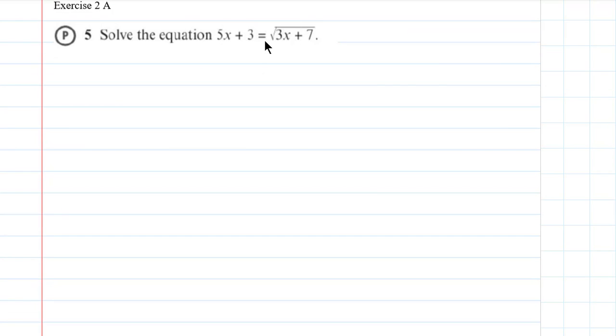Solve the equation 5x plus 3 equals square root of 3x plus 7. Of course, we will square both sides to get the following. Squaring the left-hand side according to the perfect square expansion, 25x squared, we square the first, and then multiply 2 times first times second to be 2 times 5, 10, times 3, 30x, plus 3 squared, which is 9. And of course, when we square the right hand side, we will eliminate the square root to be 3x plus 7.